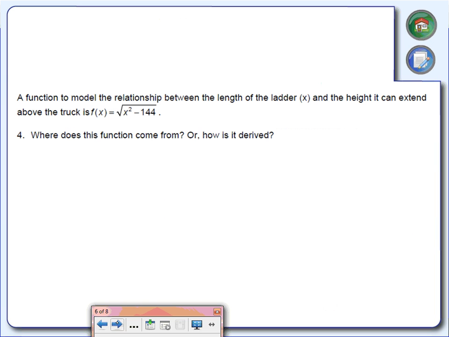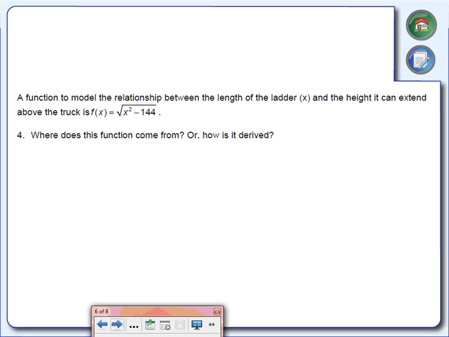Over on the next page, it says that a function to model the relationship between the length of the ladder, which is our x, and the height that it can extend above the truck is f(x) equals the square root of x squared minus 144. Now, before they ask, where did this come from? How did they come up with the equation f(x) equals the square root of x squared minus 144? Can anybody tell me where this came from?